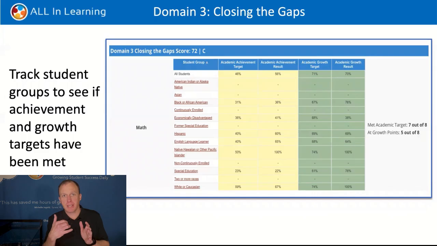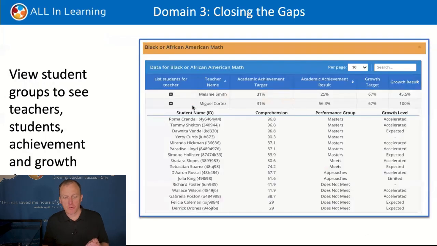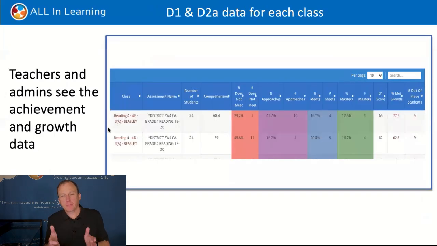Closing the gaps is a difficult category to track. We help you track your student groups all year long. You can progress monitor them, see which ones are doing well, and when we drill down into a student group, we'll show you by teacher the students in that student group, their score, their performance group, and their growth level. So all data at your fingertips that's meant to help you know exactly where you stand all year long on accountability.